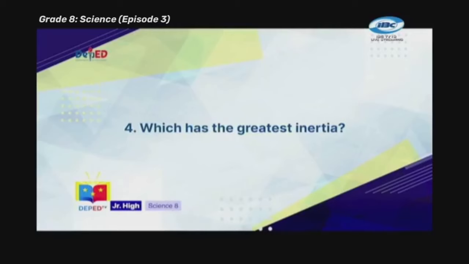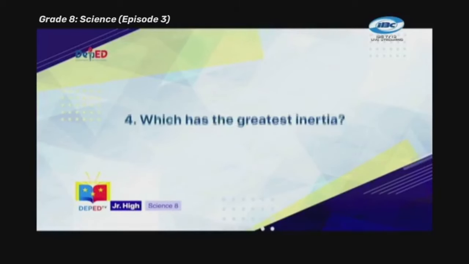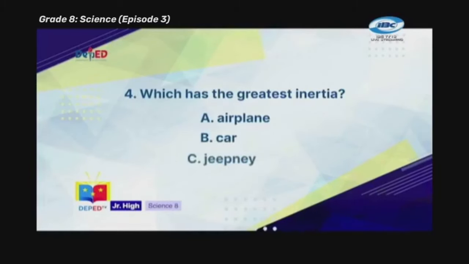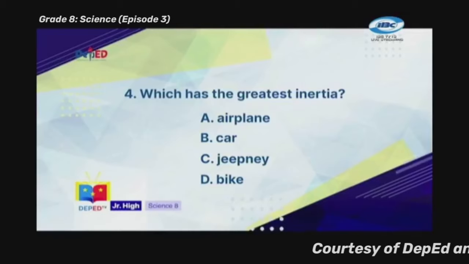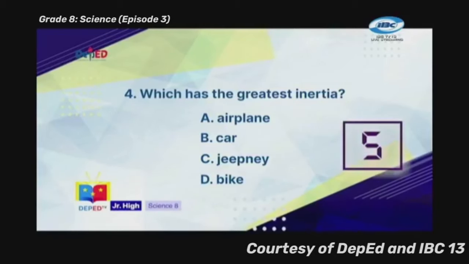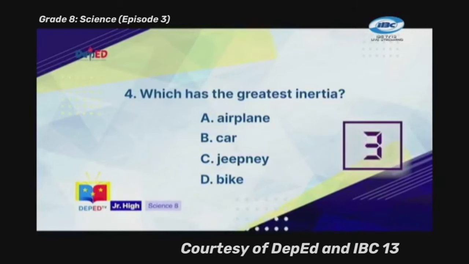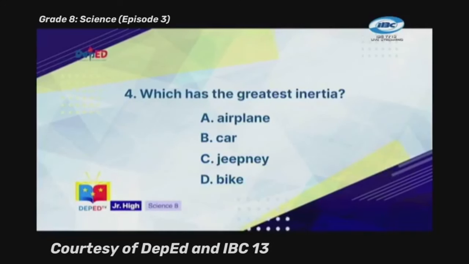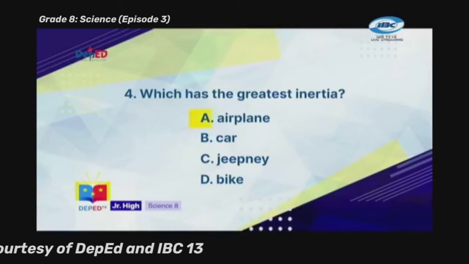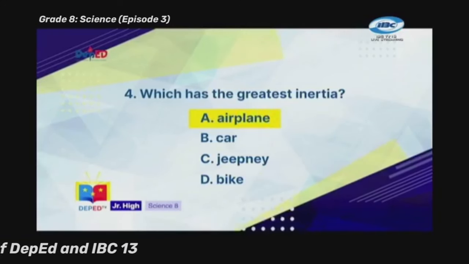Which has the greatest inertia? A. Airplane. B. Car. C. Jeepney. Or D. Bike. The correct answer is A. Airplane.